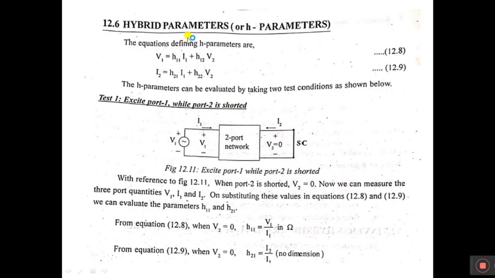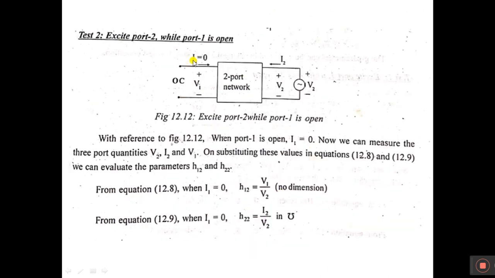So we discussed this in the last class. The general method to find H11, H21 is making V2 equal to 0. By making V2 equal to 0, we will get H11, H21. And by applying I1 equal to 0, we can get H12, H22. Right? This is the procedure to solve the problem.